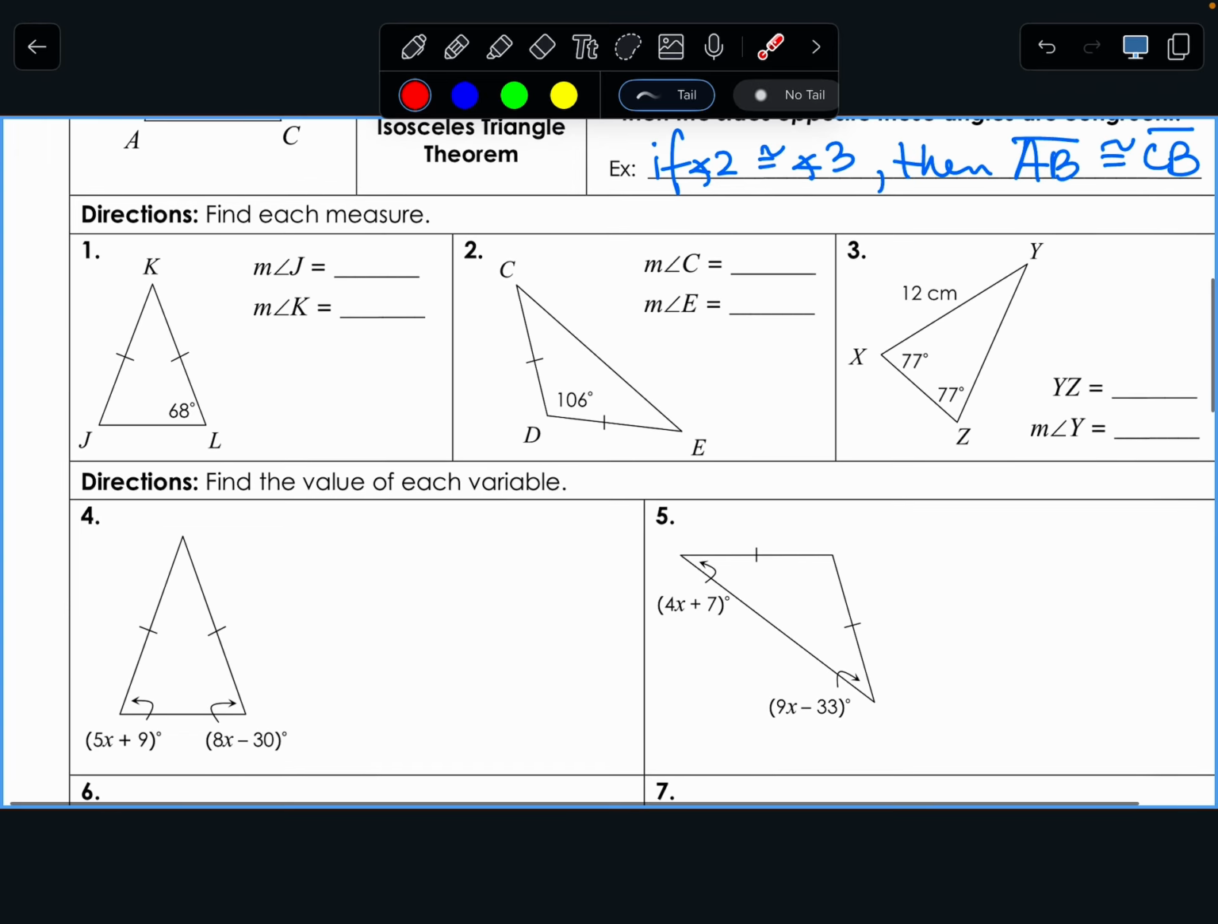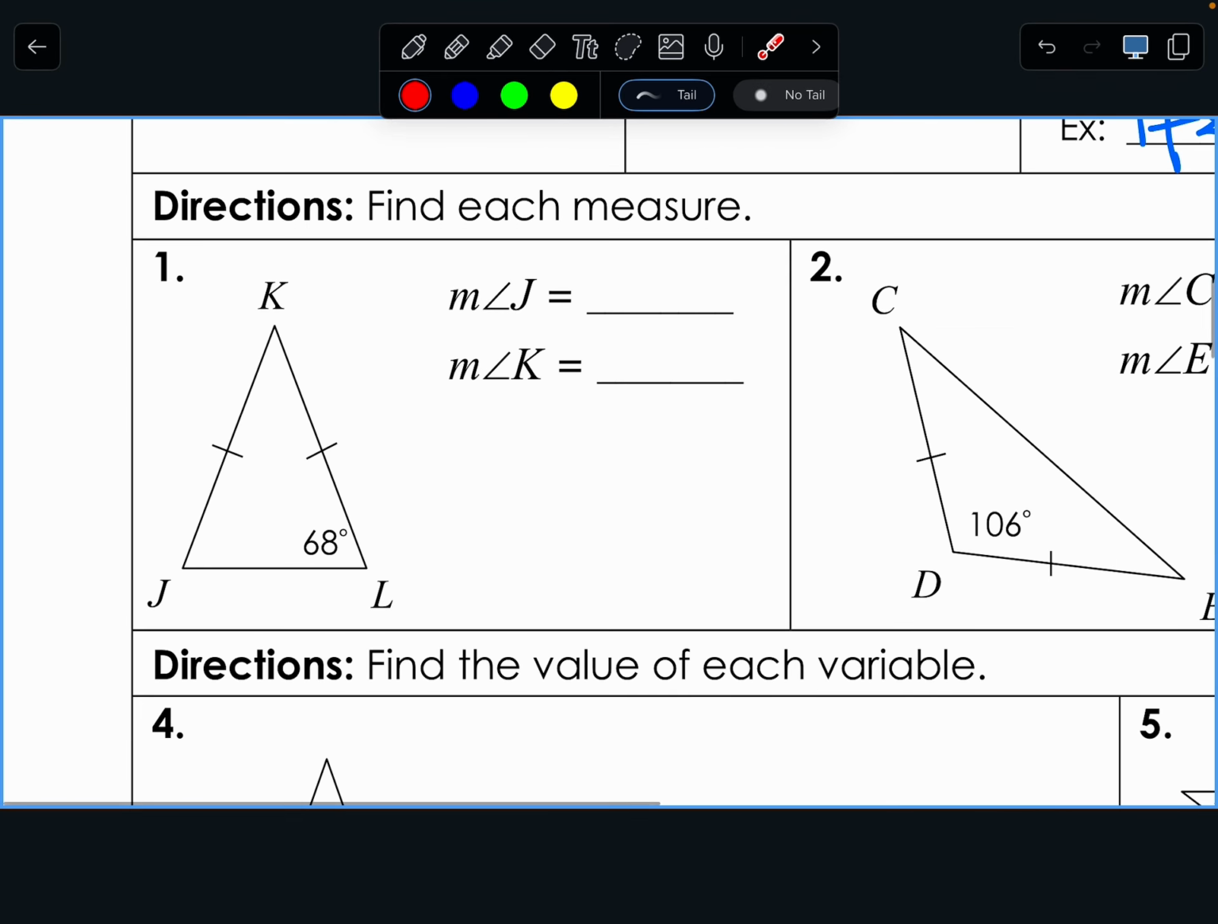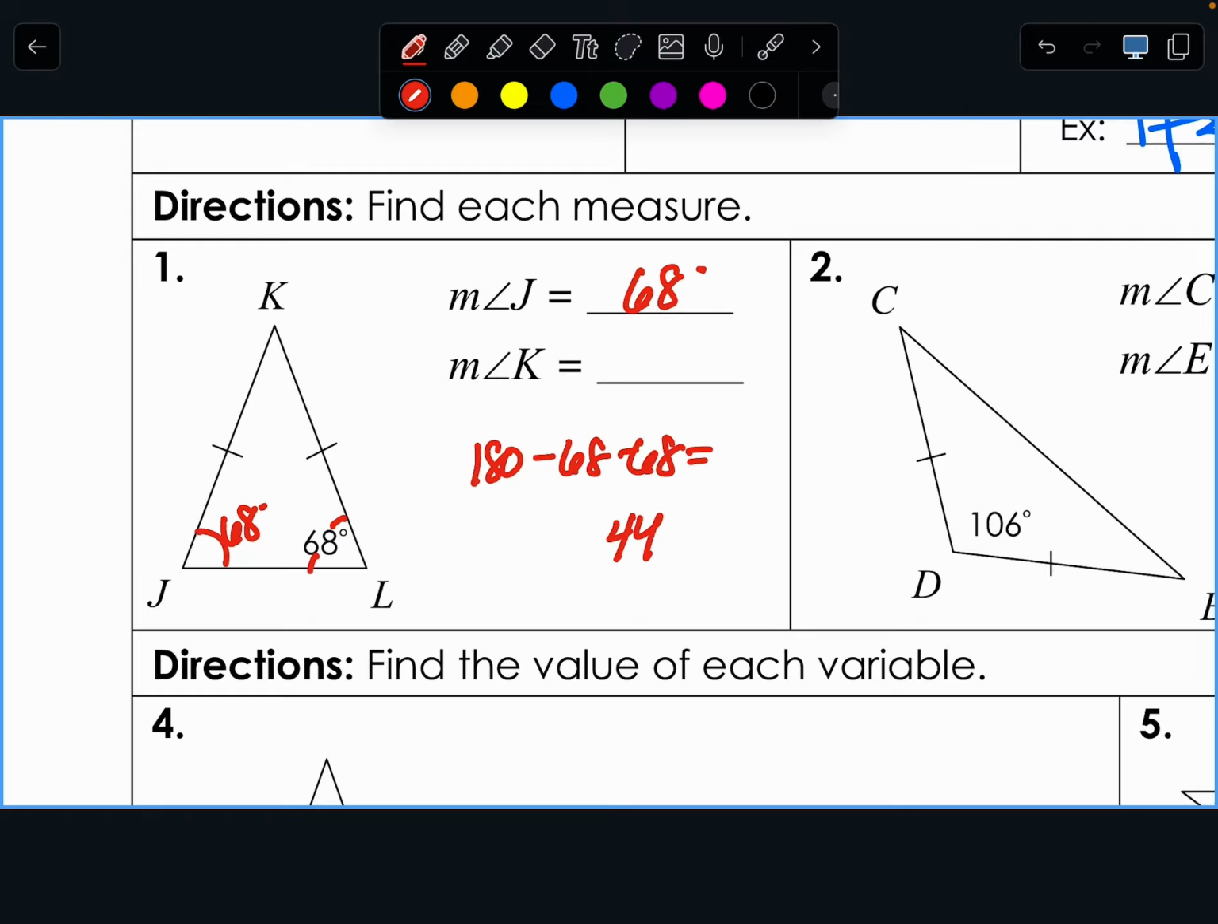So when we look at the first question, what do I know about that triangle? As soon as I see this symbol, where are the two congruent angles? Which letters are congruent? J and L. That's all you have to do. Yes, these are isosceles. So that means that this is 68. So then how do I find K? 180 minus 68 minus 68 is 44 degrees.